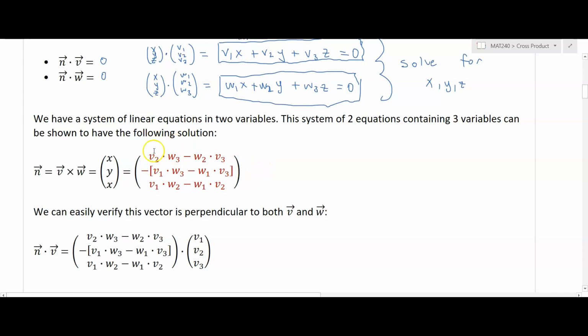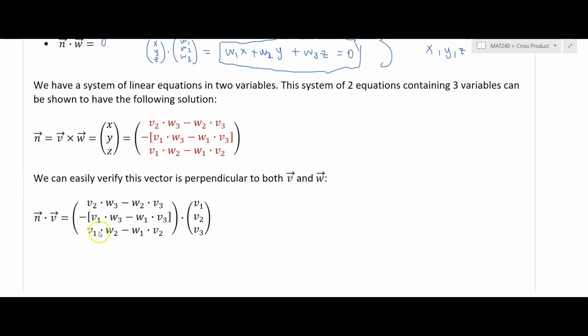So the components of the v vector, v2, multiplied by w3 of the w vector minus w2 multiplied by v3 of the v vector. That's going to produce our x component of this normal vector. The y component will be formed in this way. That's the negative of this entire quantity. So whatever we get there, we're going to flip the sign. And then the z component is going to be v1 w2 minus w1 v2.